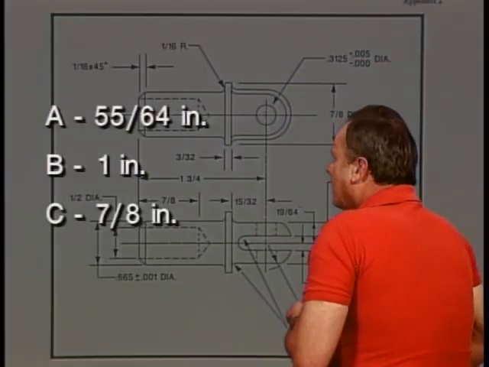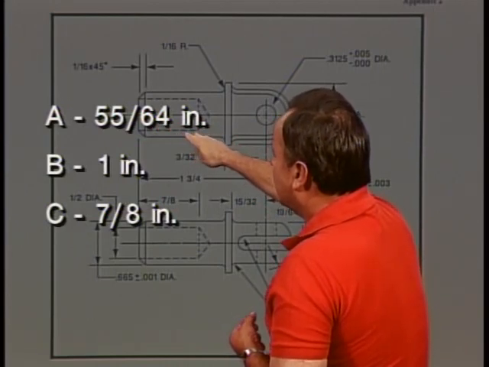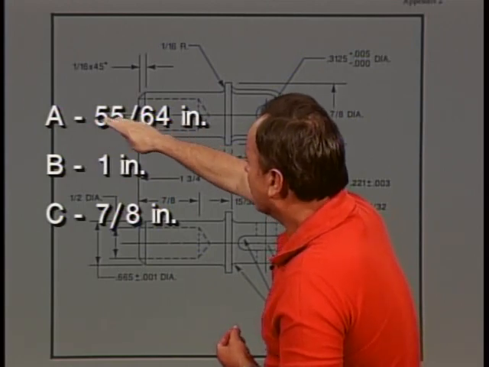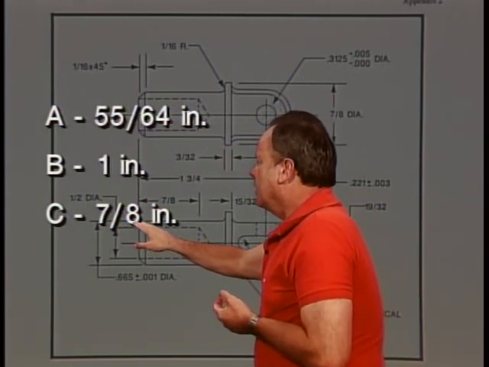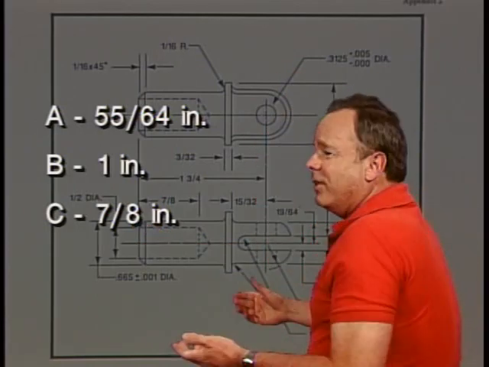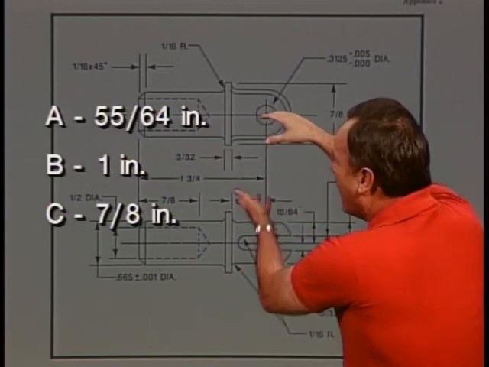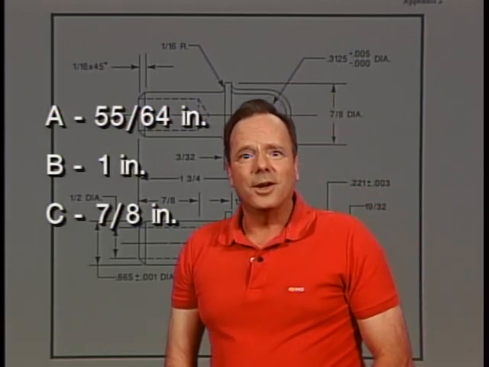First of all, answer A is 55/64. Well, 7/8 of an inch, 8 times 7 is 56/64, so this is smaller than 7/8 of an inch. You couldn't use that. You want something bigger than 7/8 of an inch, so answer C is not correct, because you want to machine it down to 7/8 of an inch. The only possible answer is 1 inch. So if you started with 1 inch stock, you could then machine it down to 7/8 of an inch, and that's all there is to it.